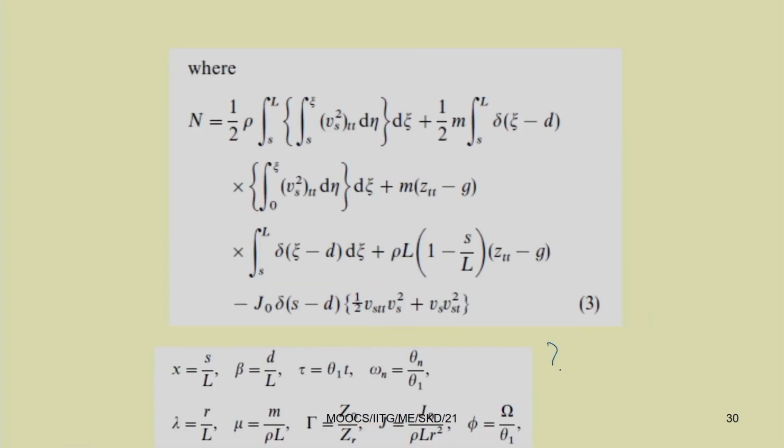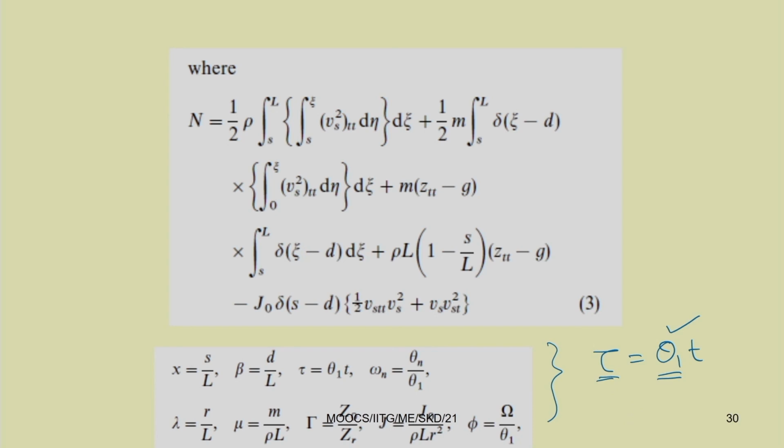Now, by taking these non-dimensional parameters, x equal to s by L, beta equal to d by L, tau equal to theta 1 t. This morning, and in the last class also, I told you how to use this non-dimensional time parameter. So, tau is the non-dimensional time parameter, written here as theta 1 t. Theta 1 is nothing but the coefficient of the linear term, that is q.